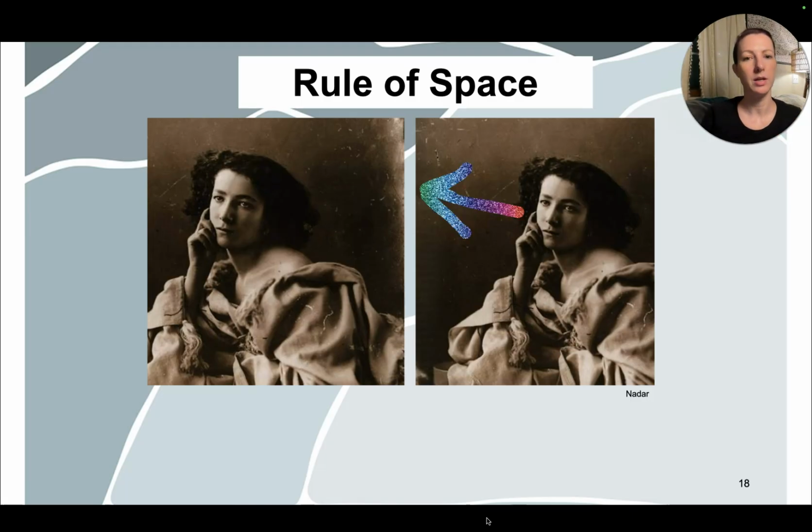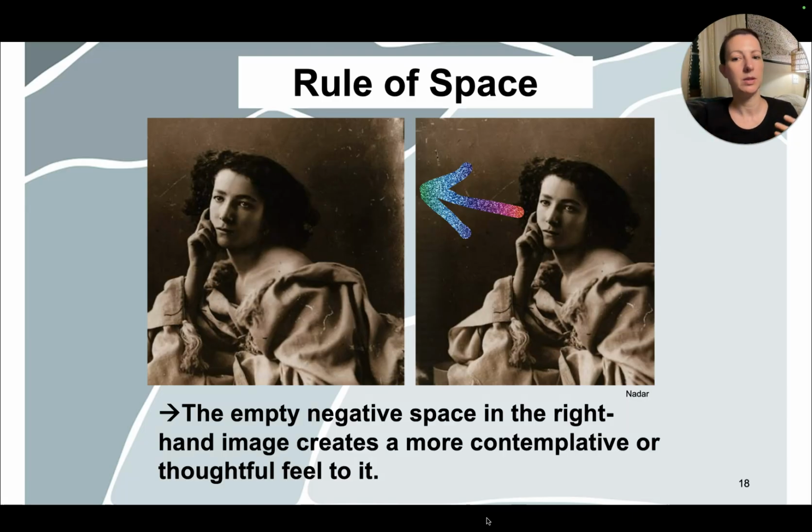So the one on the right gives her some room to think, whereas the one that was cropped on the left, it creates a little bit more tension. So the empty negative space on the right creates more of a thoughtful feel to it. Do you always have to do this? Absolutely not. Maybe you want to create some tension, but you want to do it intentionally versus by accident.